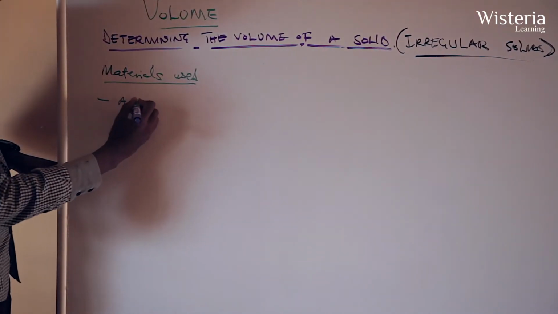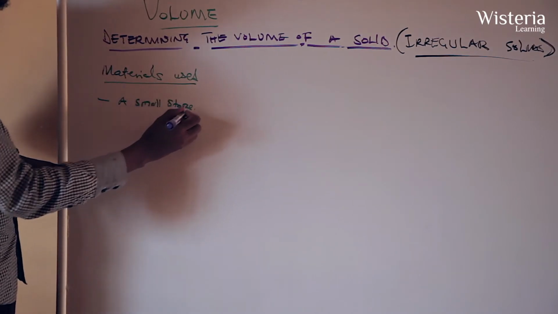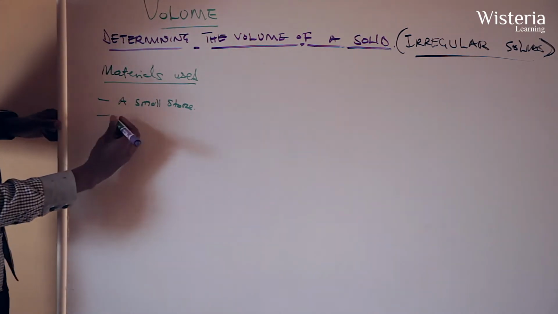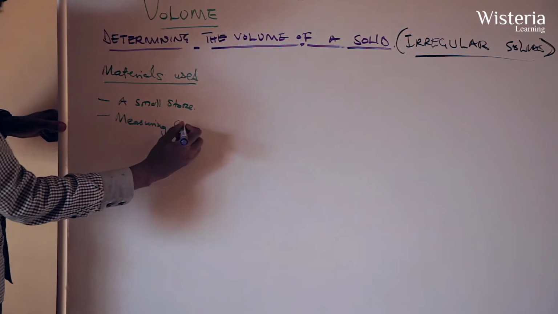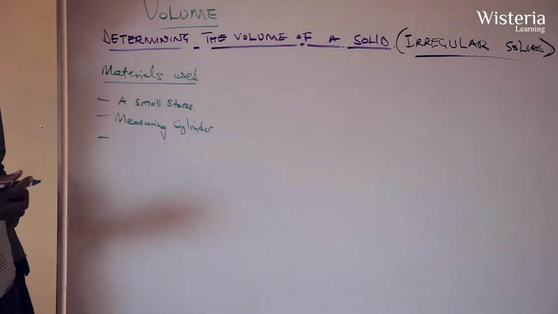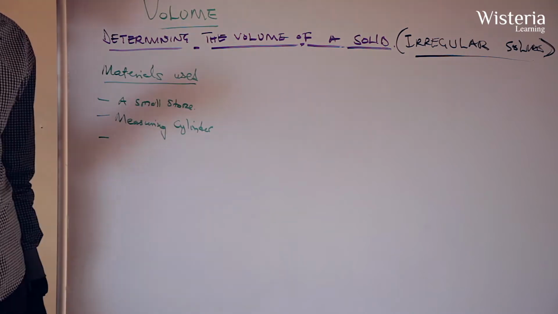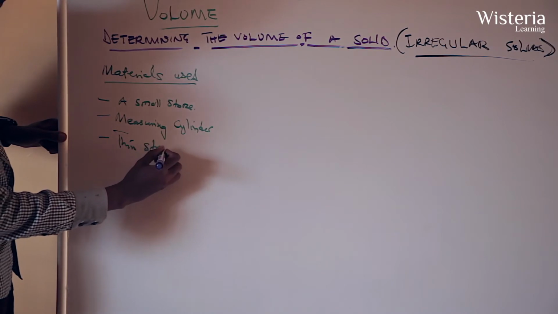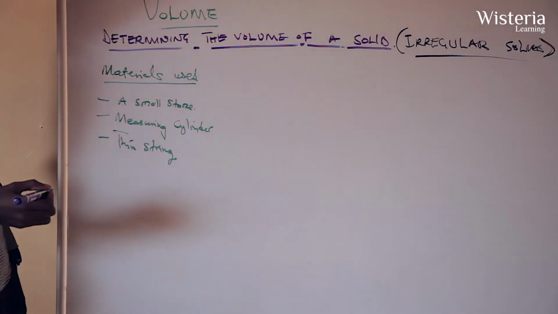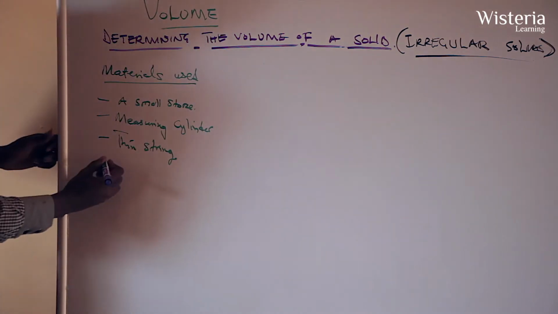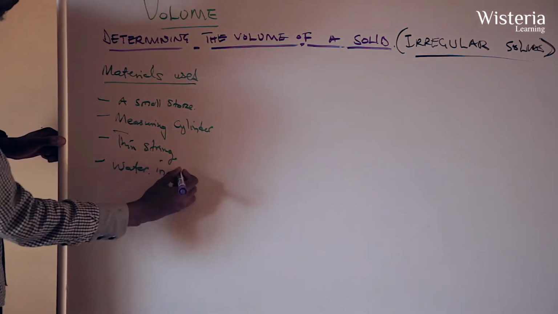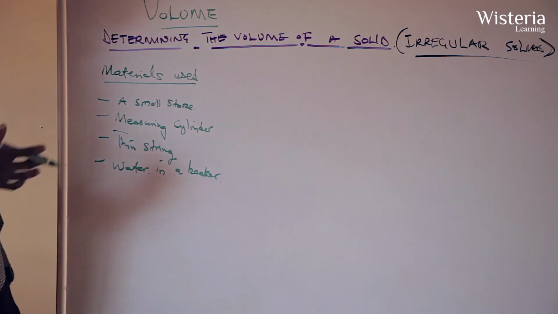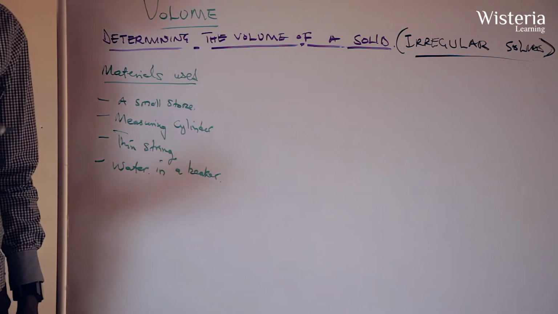So you need a small stone that is able to fit into the measuring cylinder that you're going to use. We also have to use a measuring cylinder, and apart from that, you need a very thin string, and from there you also need some water in a beaker. Okay, so there we go. These are the materials that you're going to use in order to determine the volume of this stone.